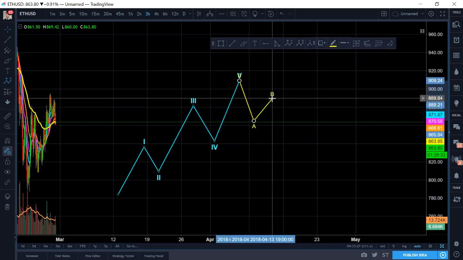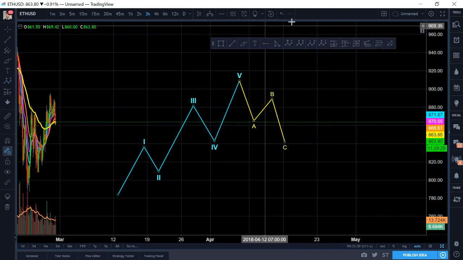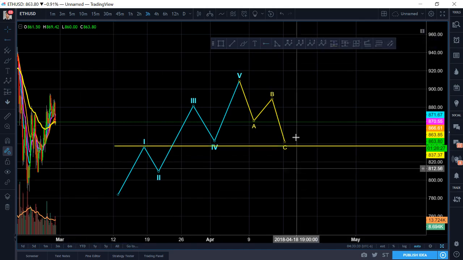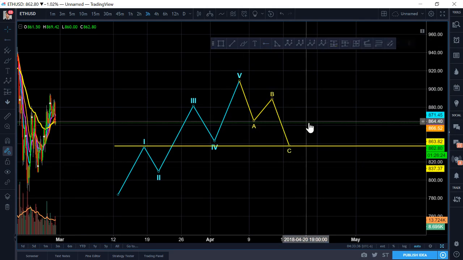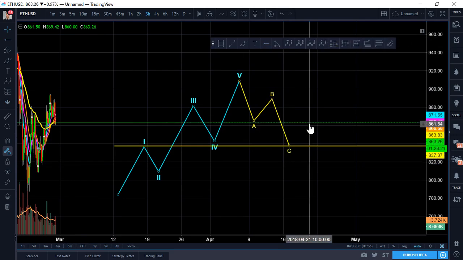And then after 5 impulse waves up, what we get is some sort of ABC correction. ABC correction can come in many different shapes and forms, such as A, B, C, D, E. It might come in triangles. It might come in W, X, Ys. And people are very familiar with the terms of what they come in, maybe just not from the perspective of Elliott wave. For example, you guys might know it as a flag, right? You might know it as a symmetric triangle, a descending triangle, an ascending triangle, a falling wedge, a cup and handle, head and shoulders, just similar patterns like that, right? That's how a lot of people know these patterns by.